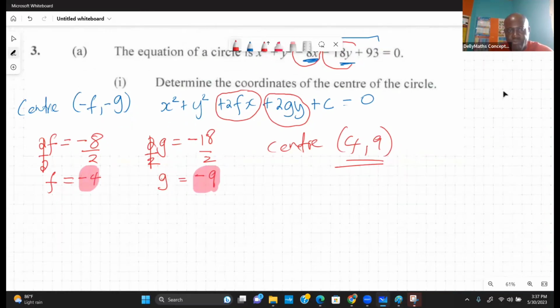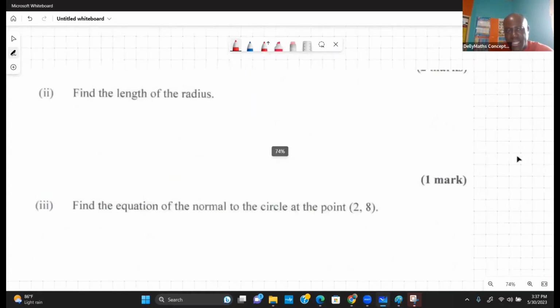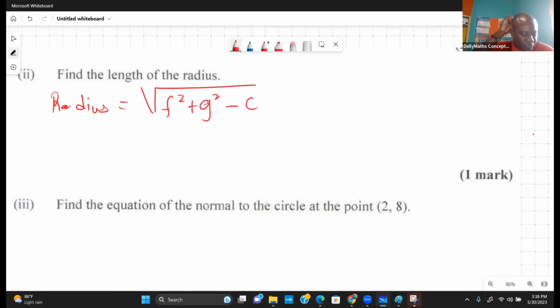All right. So now the next question says, find the radius. The radius can easily be calculated using this formula: the square root of f squared plus g squared minus c. And that will take us to the radius.